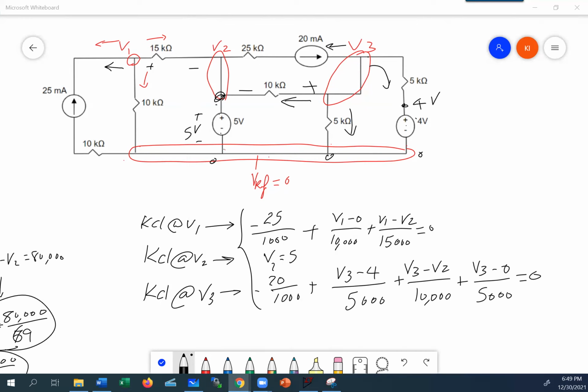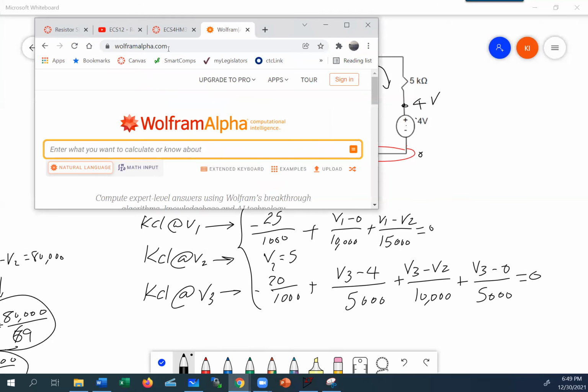So that's a tool that makes it a little bit easier for you to solve some of these things without having to do it by hand. So here is the website. I just kind of grabbed it. It's called Wolfram Alpha. And all I have to do is I basically enter the equation and it solves.